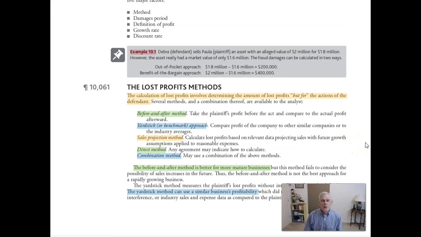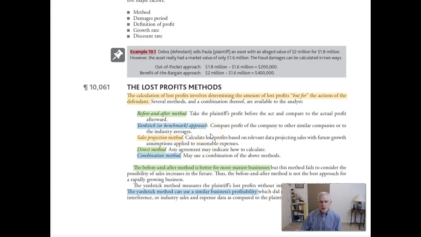Now, lost profits. How do we find lost profits? There's a before and after method. You take the plaintiff's profit before the act compared to the actual profit afterwards. Okay, that's used quite often. Very, very good approach. The yardstick or benchmark approach.